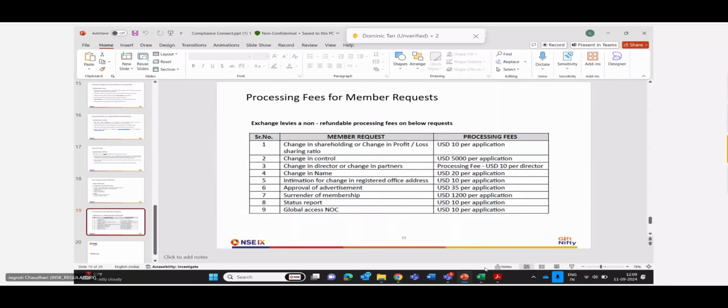Hi sir, Sainath here from MK IFSC. I just wanted to understand, sir, when I'm seeing this PPT, the processing fee or the penalty has been mentioned in dollar price. Is there any specific reason for that? I just wanted to understand that part.